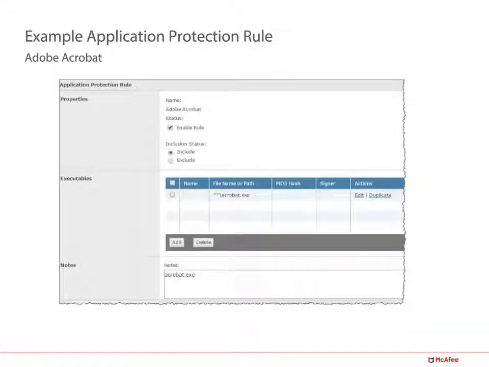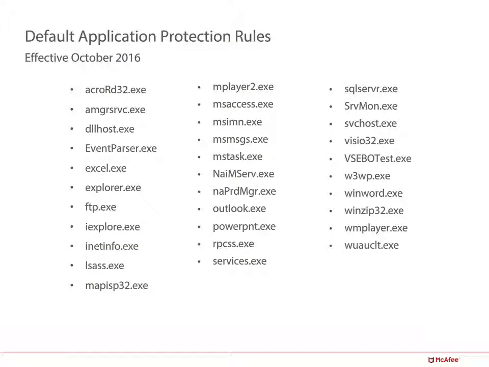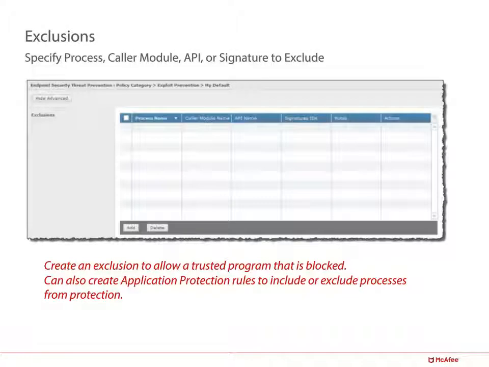In this screen, we show an example of an application protection rule that is going to be protecting Adobe Acrobat. So what you do is you have the name, and then you have at least one executable that is required for this definition. In this slide, we have a list of all the executables or processes that the ENS exploit prevention protects as of October 2016. If you want to see the most current information, please refer to the KB article KB 58007.